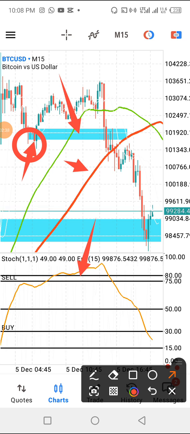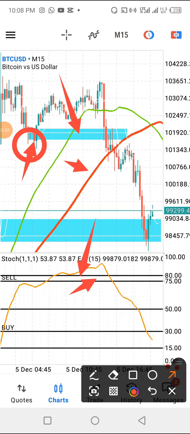You see the way I used the horizontal tool, the box, to shade that point, telling you that that was the point price broke. So I'm just waiting for price now to close below this red line. And when price closes below this red line, I want to see price dropping below the level 75.